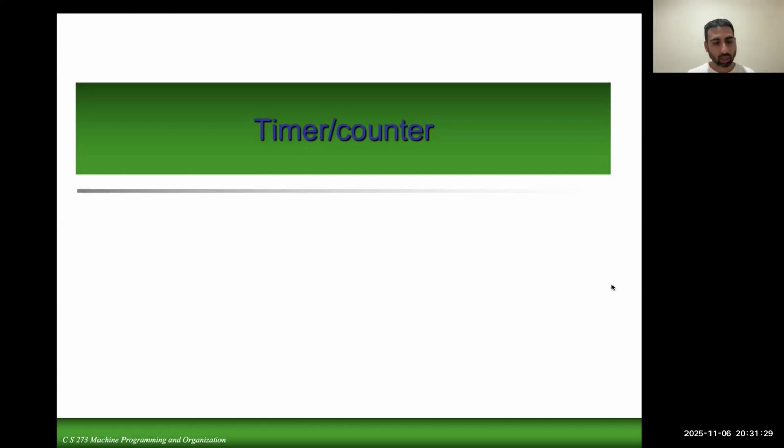So last time we were talking about timers and counters, and we first wanted to clarify what is the difference between a timer and a counter. And after that, we started talking about different registers associated with timer counters in AVR microcontroller ATmega328P.